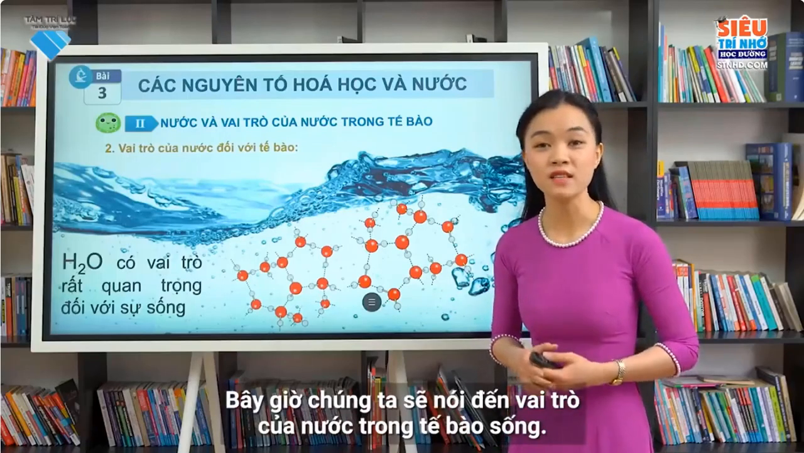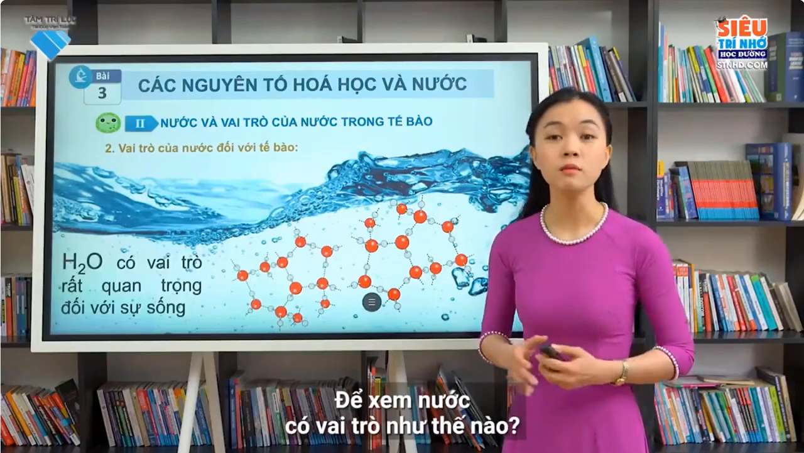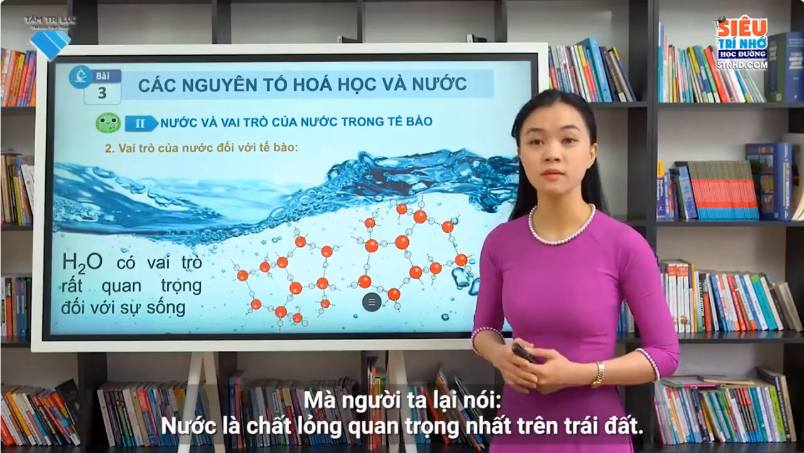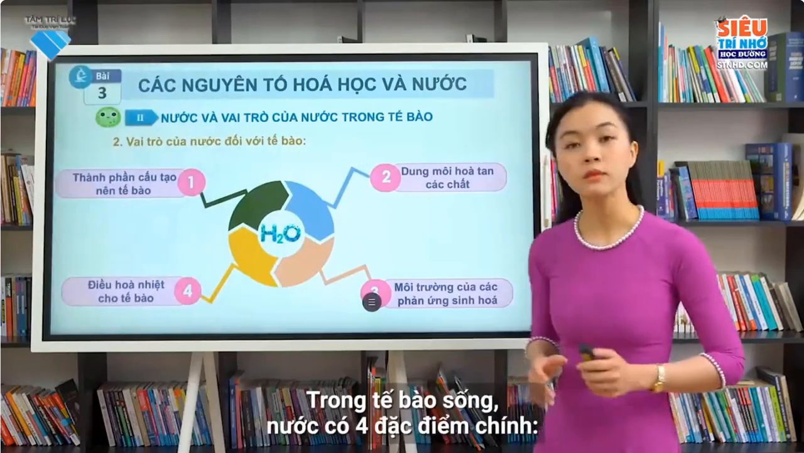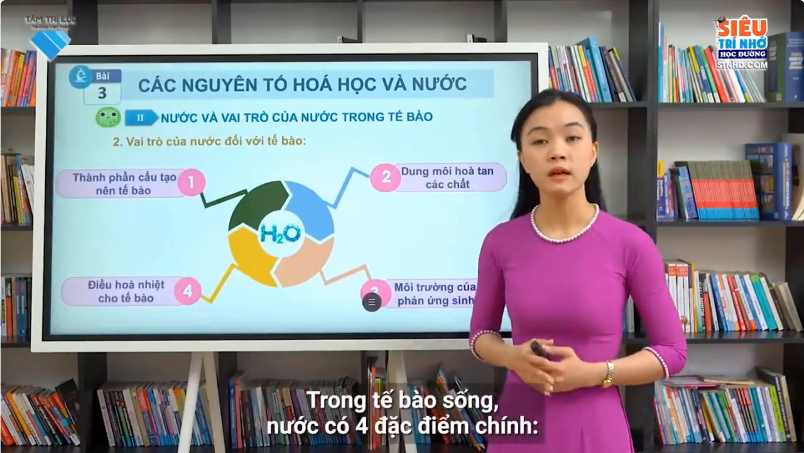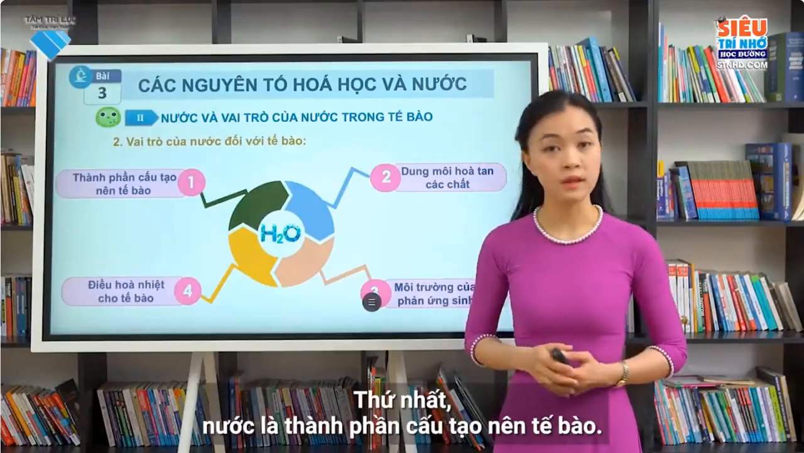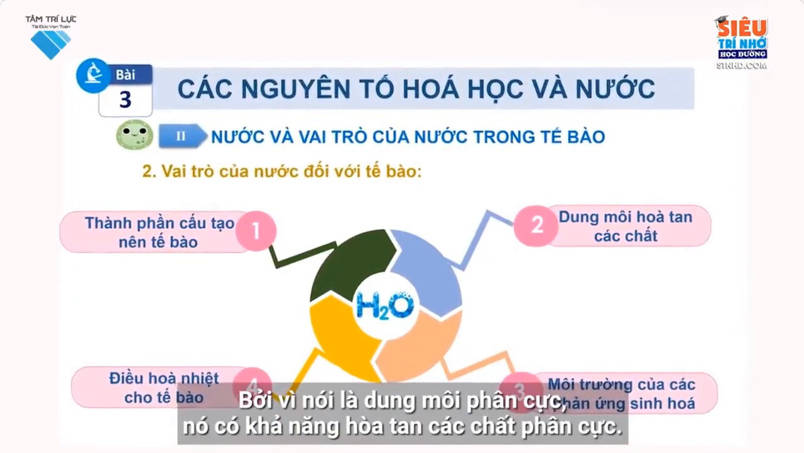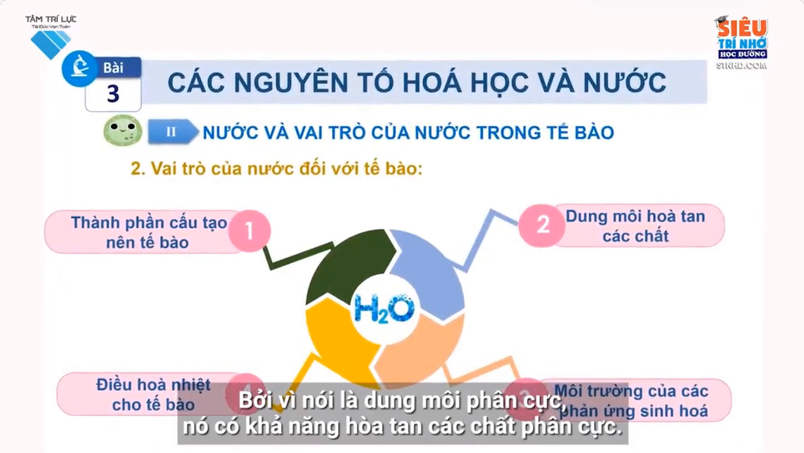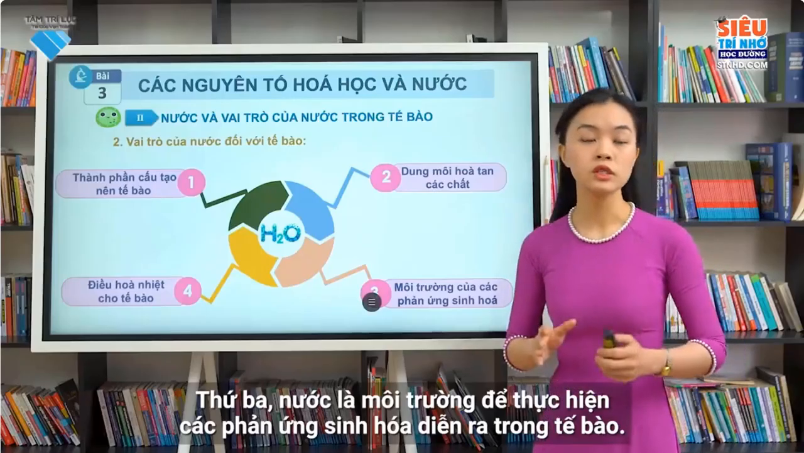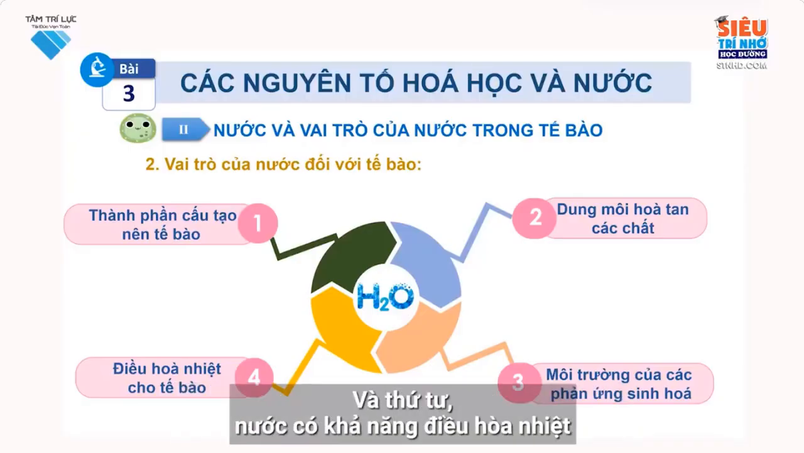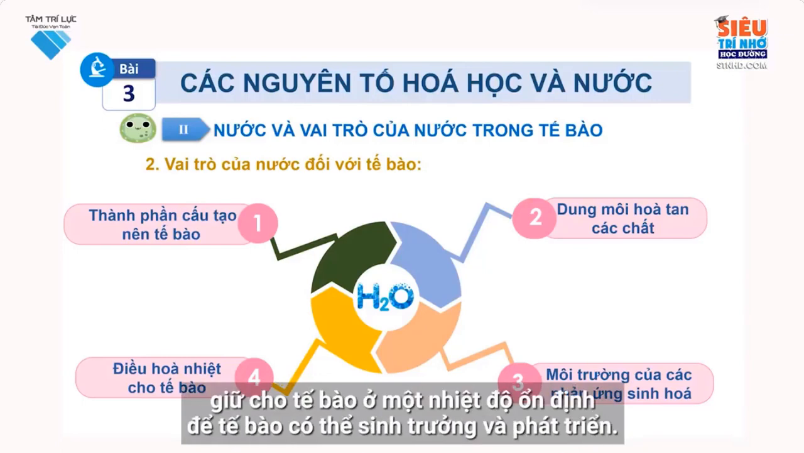Now, we will talk about the role of water in living cells to see what role water plays. It is said that water is the most important liquid on Earth. In living cells, water has four main roles. Firstly, water is the building block of cells. Secondly, water is the solvent that dissolves substances. Because it is a polar solvent, it is capable of dissolving polar substances. Thirdly, water is the medium for carrying out biochemical reactions taking place in cells. Fourthly, water has a thermoregulatory ability to keep cells at a constant temperature so that cells can grow and develop.